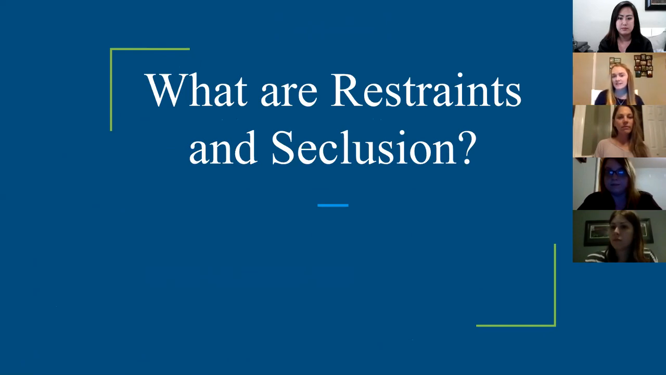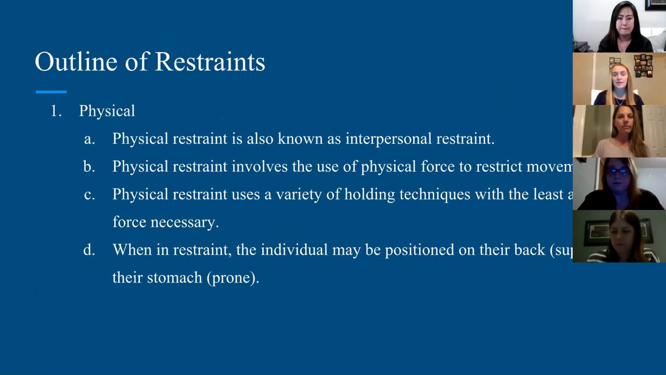So what are restraints and seclusion? There are 3 types of restraints. The first type is a physical restraint. A physical restraint is also known as an interpersonal restraint, and it involves the use of physical force to restrict movement. They use a variety of holding techniques with the least amount of force necessary. When in a restraint, the individual may be positioned on their back or on their stomach.